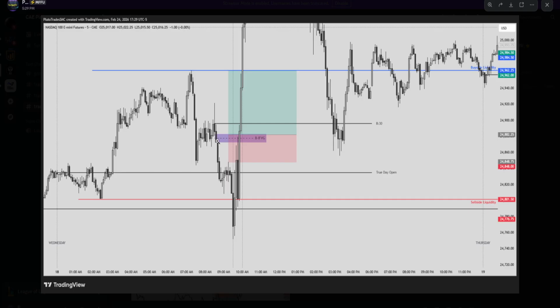What's this? An inversion fair value gap right here. There's one here. There's also one here. You want the one that closes the full thing. So I would have entered on this one.